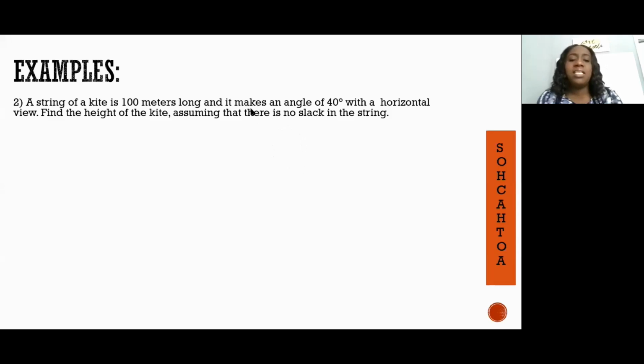I'm going to just do this as an extra step, and you really should do this in solving all word problems. The 100 meters long, because that's the string of the kite, the angle with the horizontal view, and they're asking me to find the height of the kite. All right, so I did that. Next thing, what do I do next?